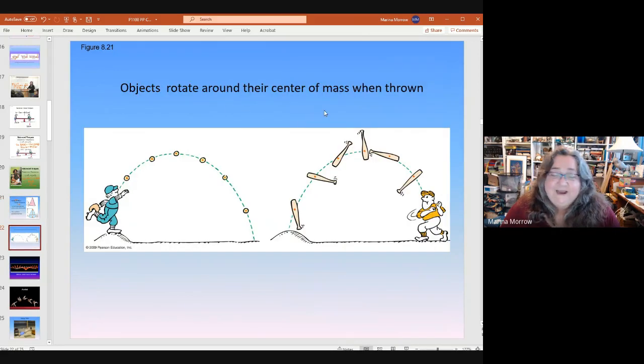So objects will rotate around their center of mass when you throw them. Of course, the ball is easy to see, but here's a baseball bat, and you can see how the center of mass is not in the center of the length. It's a little further along. So what happens is the longer handle part is rotating around further out than the end of the bat that you hit with. When it's circling around, it does look a little bit crazy. You've got this end going like this, and you've got this end circling like that.